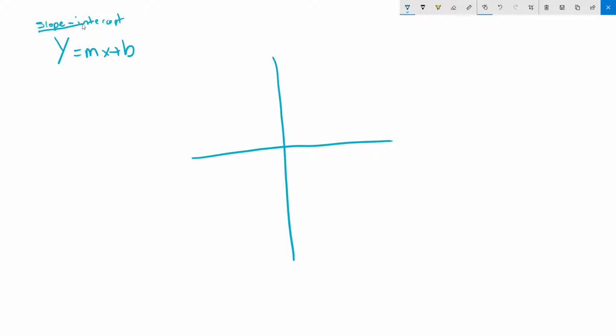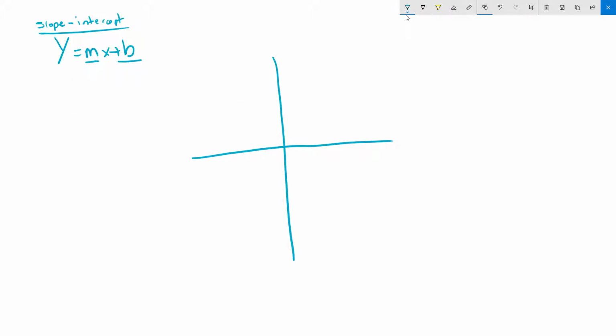And if you guys are in my class, you know that I talk about how creative mathematicians are, right? And how their naming process is very creative, right? So, of course, this equation does have your slope and your y-intercept in it. That's why they call it the slope-intercept, right? So, all right, let's get started.